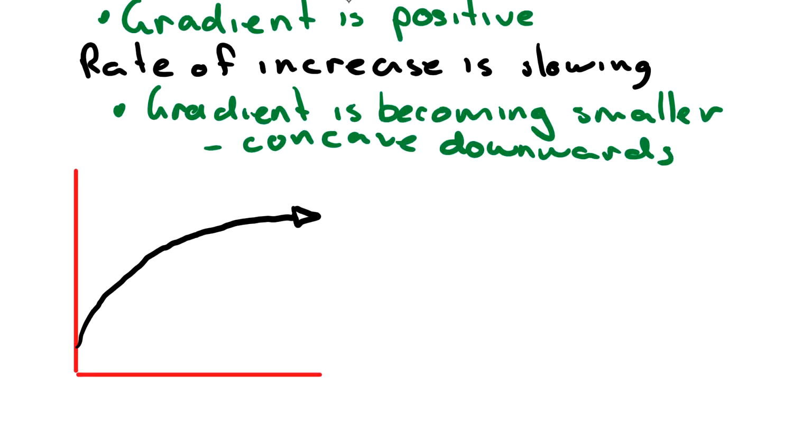So what this graph I just did represents is exactly what we said. Yes, the gradient is positive, and as I draw tangents coming off here, you can see that the gradient is increasingly getting closer to the horizontal or smaller. Therefore, it's concave downwards. So that there is our inflation graph.